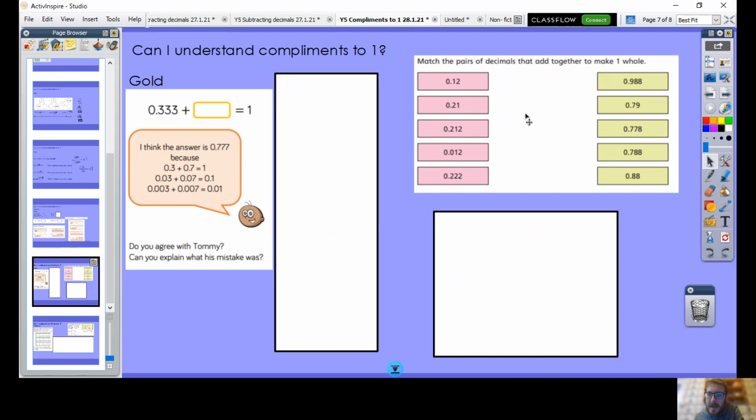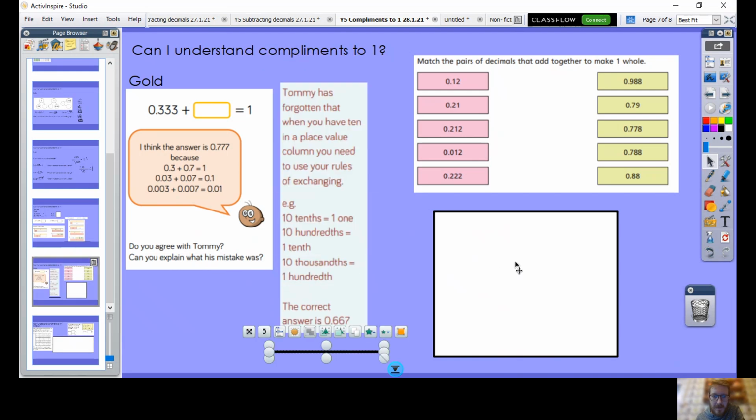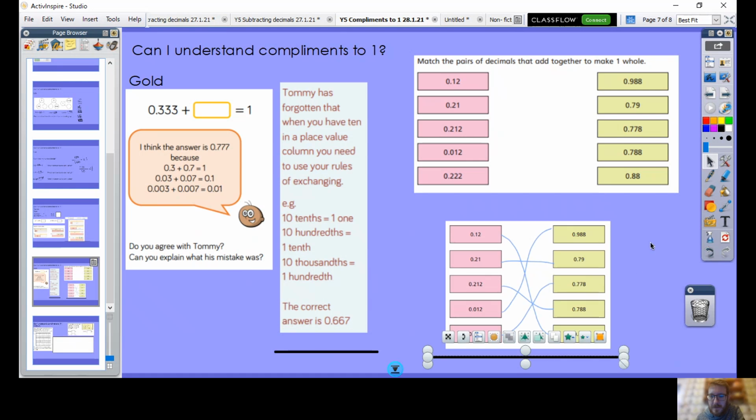And then in this case, you're matching the pairs of decimals that add together to make 1 whole. So you could, again, use subtraction from 1 whole to work some of these out. Or you could think about it in terms of your number bonds and ones which you kind of think about mentally. So pause the video and have a go at these questions. And then here are your answers, if you can check and mark those.